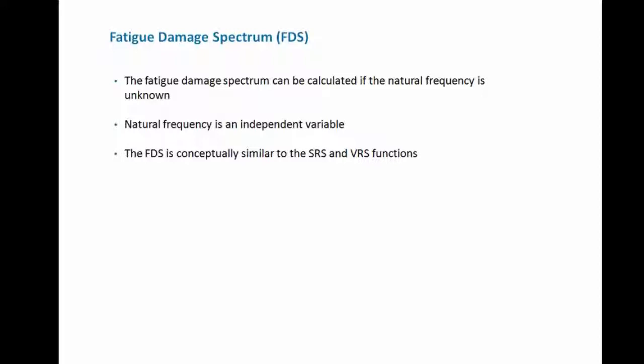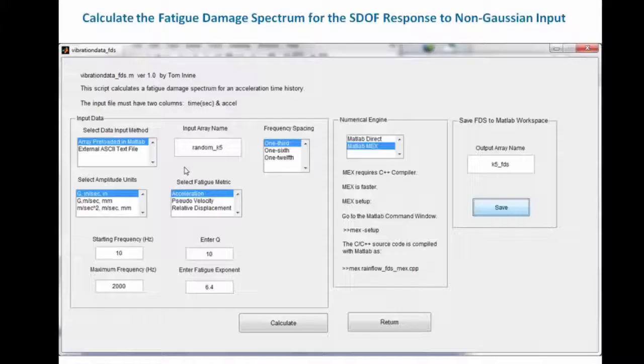So let's go ahead, and I'm going to do part of that experiment with you, then the rest you're on your own. Let's calculate something called a fatigue damage spectrum, or FDS. This is a case where we're going to allow natural frequency to be an independent variable. We're going to fix Q equal to 10, and we're going to fix the exponent equal to 6.4. Now conceptually, the fatigue damage spectrum is similar to the SRS and the VRS functions. The main conceptual difference is that with the FDS, we also have to note what that fatigue exponent is.